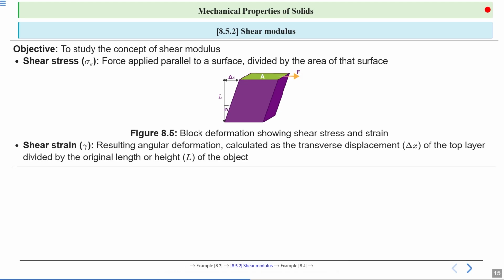Shearing strain. Shearing strain measures how much the shape of the object changes due to the applied force. It's calculated as the sideways displacement of the top layer, which we call delta x, divided by the original length L of the object. Shear strain has no units because it's a ratio. So when we apply the force on the top of the box, it changes the shape, and that is delta x, a small change.